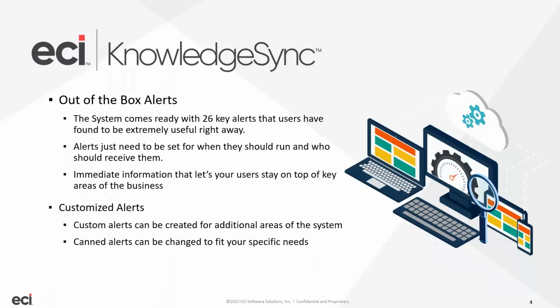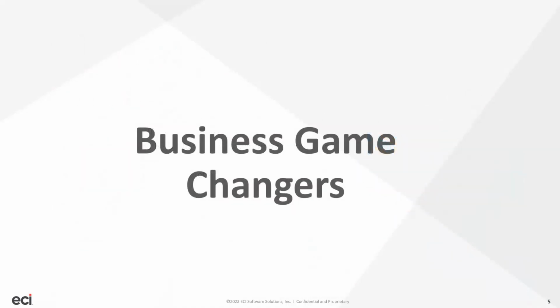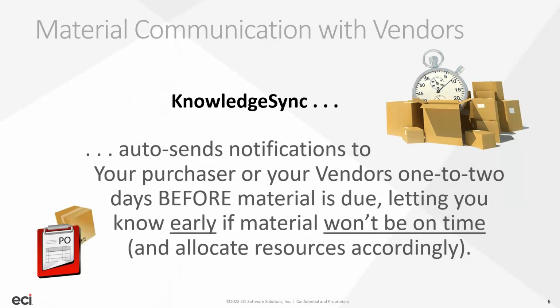So let's talk about what those business game changers are and what some of them might look like. If you were communicating with your material vendors and you wanted to know if that material was going to be on time, wouldn't it be great if the system would just automatically send the vendor an alert a couple days ahead of time, or even your purchaser a couple days ahead of time to say, hey, is this going to be here on time? That way you're checking and know before it becomes a fire drill and the material isn't here.